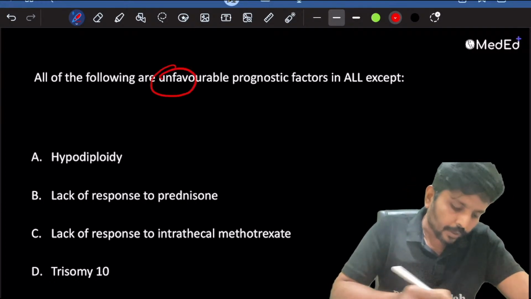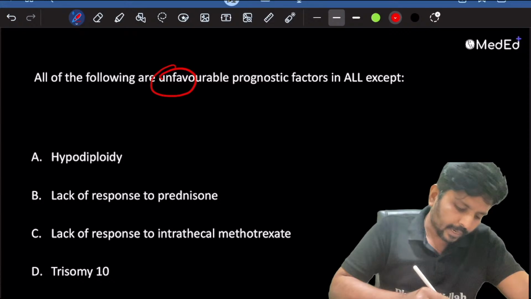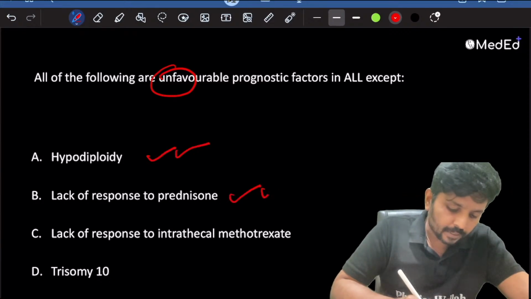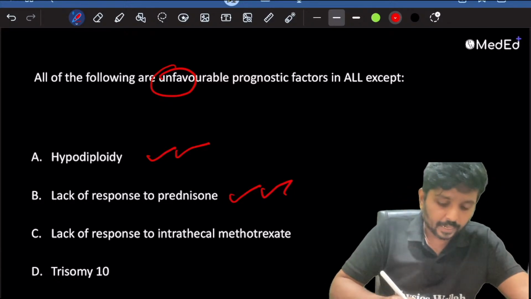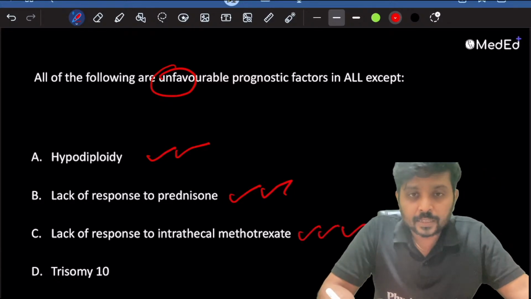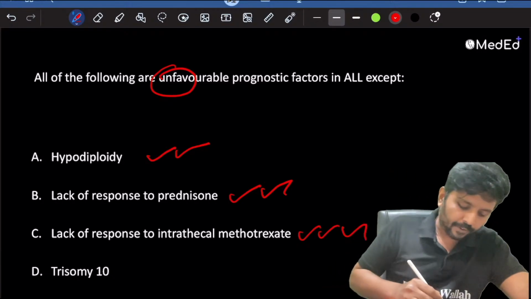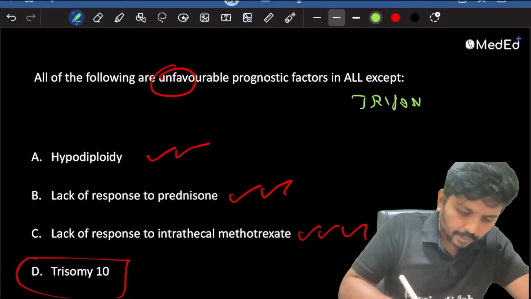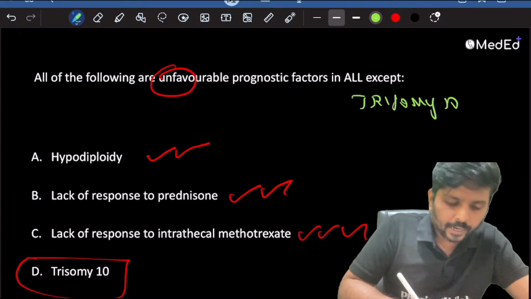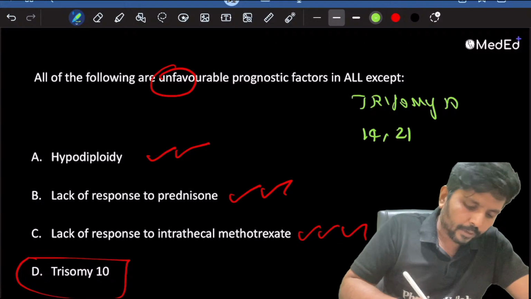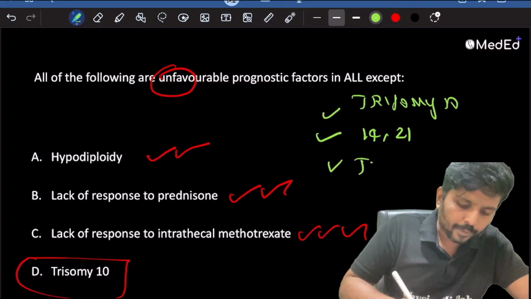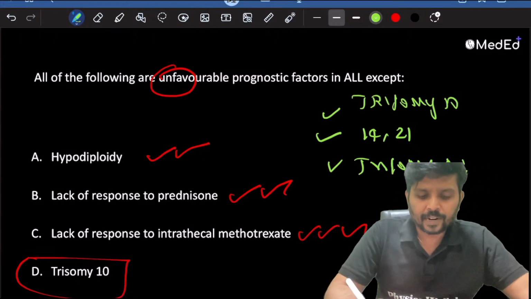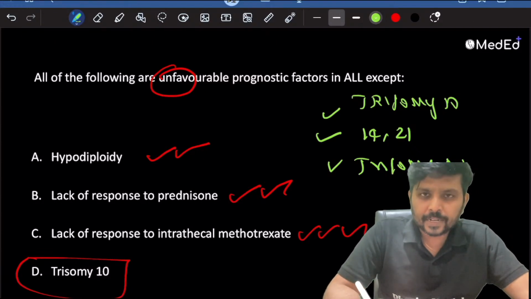So here, unfavorable. Hypodiploidy is unfavorable. Lack of response to prednisolone at 1 week of treatment is a bad prognostic factor. Lack of response to intrathecal methotrexate is a bad prognostic factor. Whereas trisomy 10, translocation 12;21, and then trisomy 4 are associated with good prognostic factors with respect to acute lymphatic leukemia.